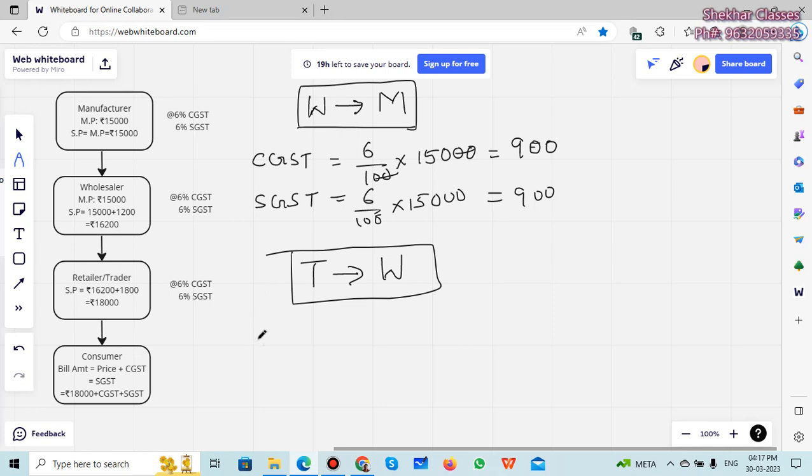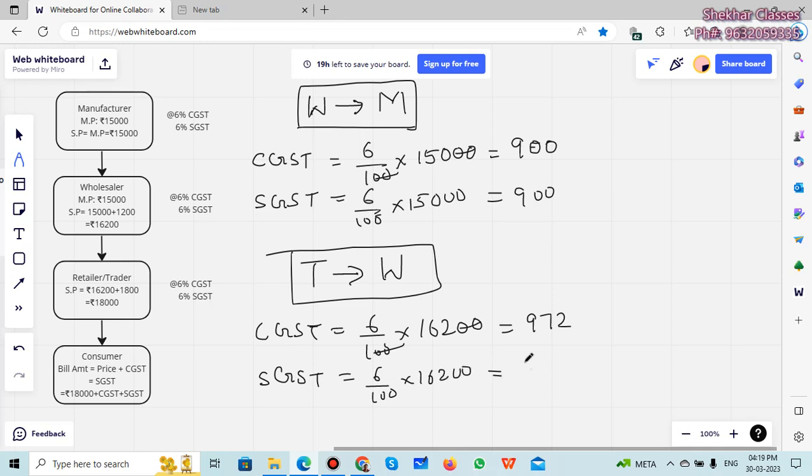So CGST here will be, again, 6% of how much? 16,200. And how much is that? We have to calculate this and see how much we get. CGST, and SGST also will be the same, 6% of 16,200, that will be 972.